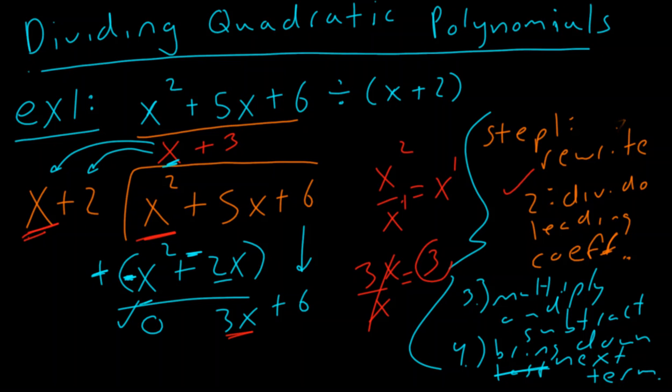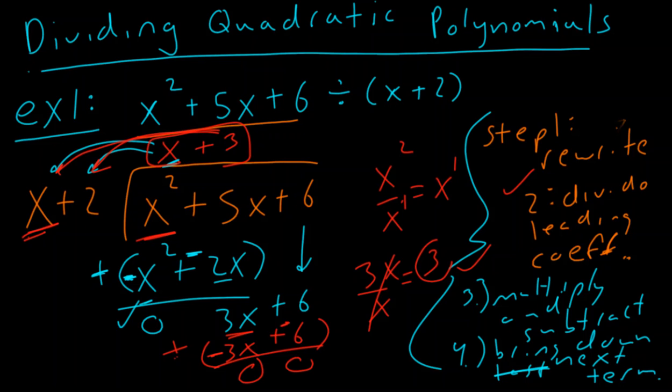So we have divided the leading terms. Now we're going to multiply and subtract. So 3 times x is 3x, and 3 times 2 is 6. And remember, we're going to subtract that. Well, I distribute this negative. A negative times a positive is a negative, and a negative times a positive is a negative, and then that changes to a plus. So 3x minus 3x is 0, 6 minus 6 is 0, and we see that there are no leftovers. So we would say this: x squared plus 5x plus 6 divided by x plus 2 gives us x plus 3.